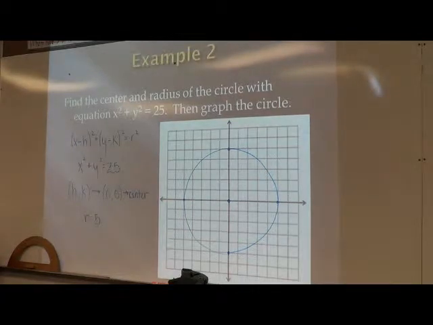So graphing a circle is very easy. There's no need to plot any point or figure out any points and plug them in. You just find your center, you find your radius, and you count the radius away from the center in all 4 directions, and then just connect the dots.